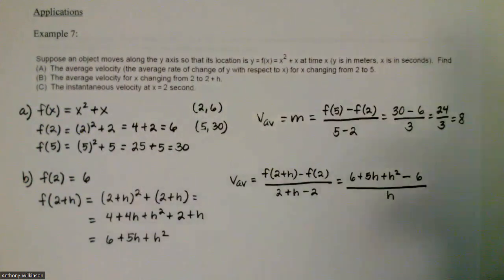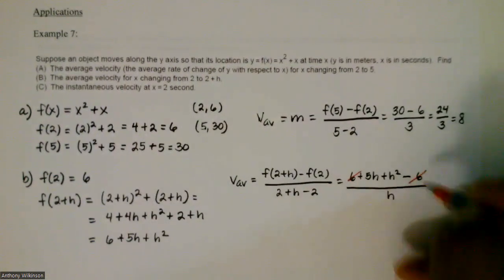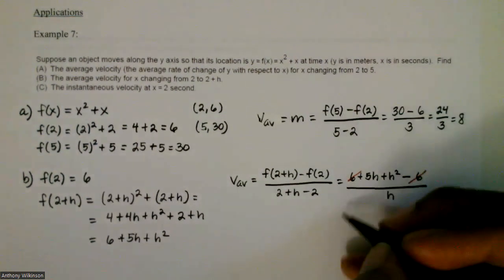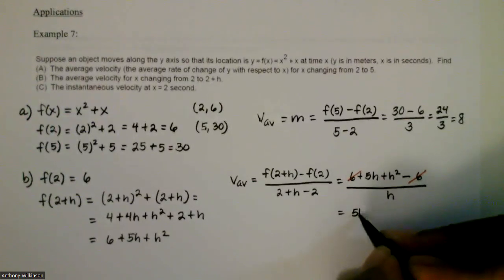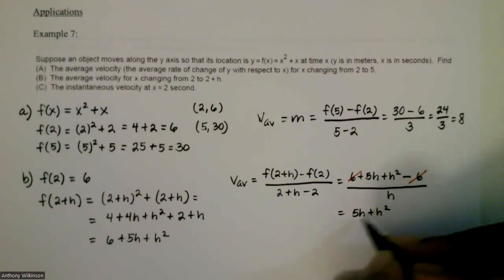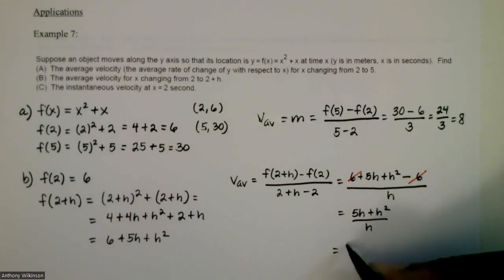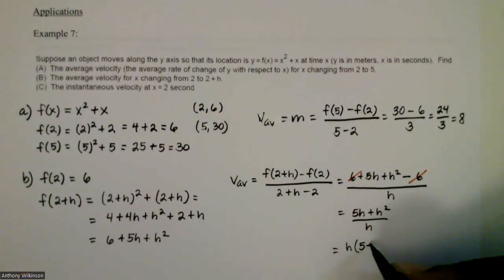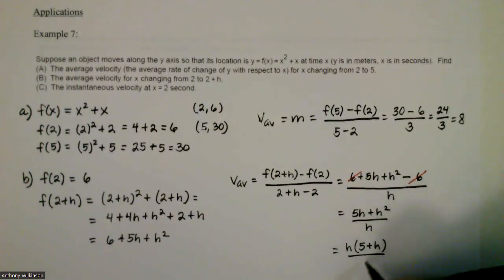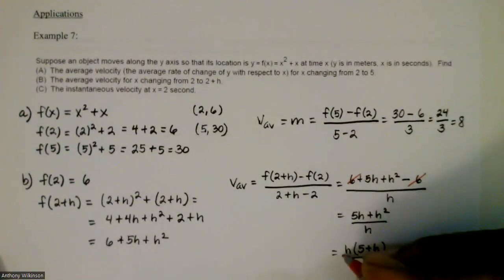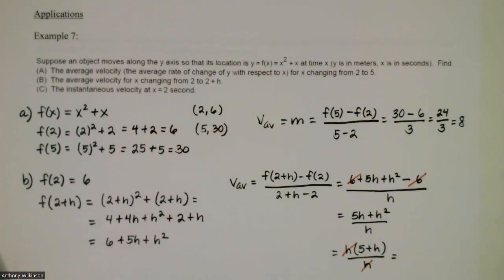And also, we can zero out the 6. 6 minus 6 is 0. So you're left with 5h plus h squared, divided by h. If I factor out the h in the numerator, I'll be left with 5 plus h, divided by h. Your h's divide out, and you're left with just 5 plus h.